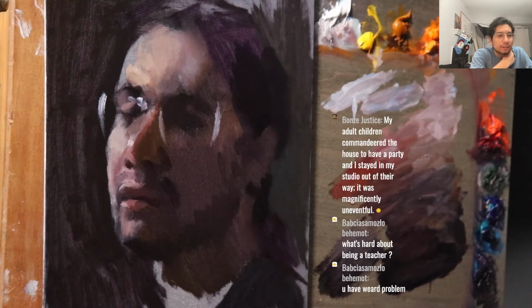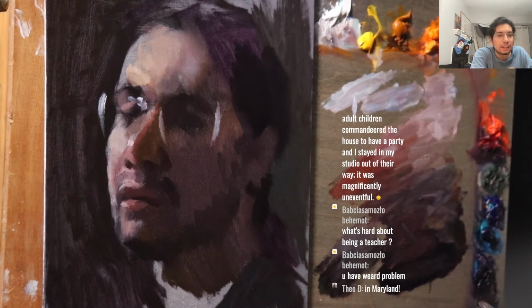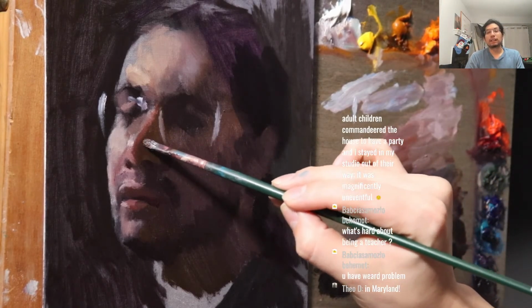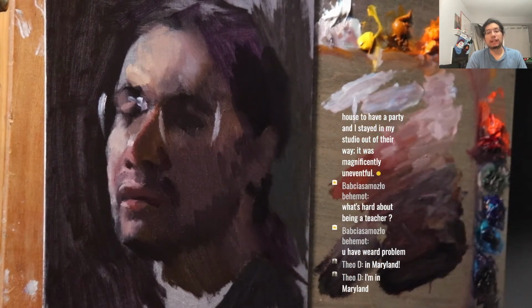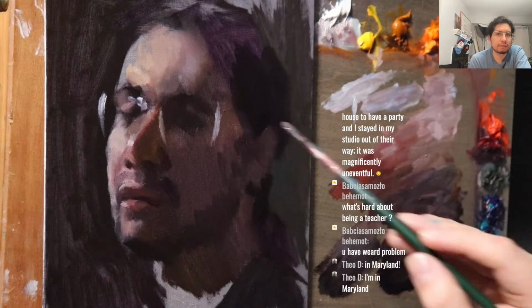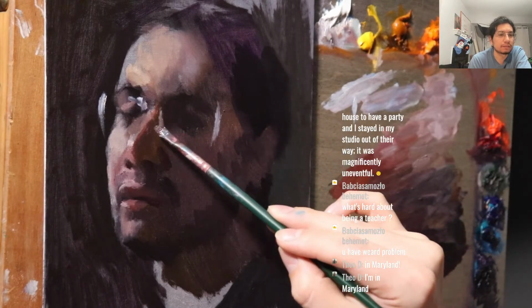Behmot, what's hard about being a teacher? Hold on, I just missed a couple of comments. From Jonas: do you use the same brush for light and shadow or separate? Separate. They are the same brand of brushes, but I have one for the light and one for the dark, and I believe I had one for the middle values as well.